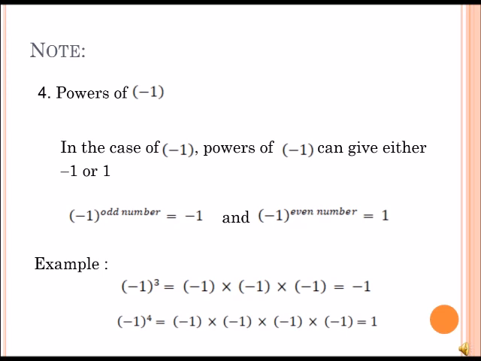Example, minus 1 raised to the power 3. Here 3 is an odd number. If minus 1 is multiplied an odd number of times, the answer is minus 1. If minus 1 is multiplied an even number of times, here you can see the exponent is 4. That means minus 1 is multiplied 4 times. The answer is plus 1.